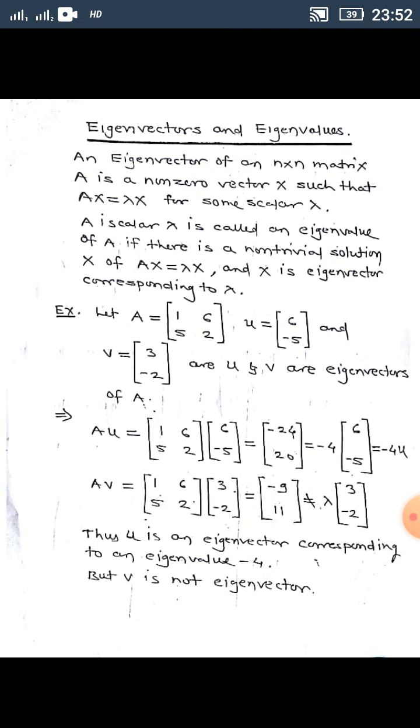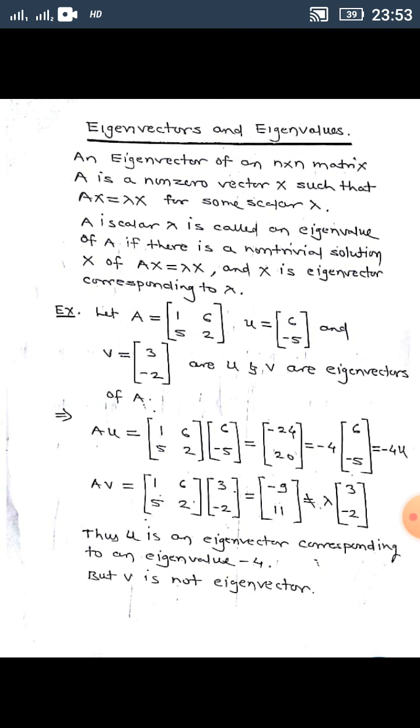Example, let A be the 2 by 2 matrix 1, 6, 5, 2, U is 6, minus 5 and V is 3, minus 2, where U and V are the vectors to be tested as eigenvectors of A. Now we check AU, that is Ax is equal to lambda x, which is our condition.